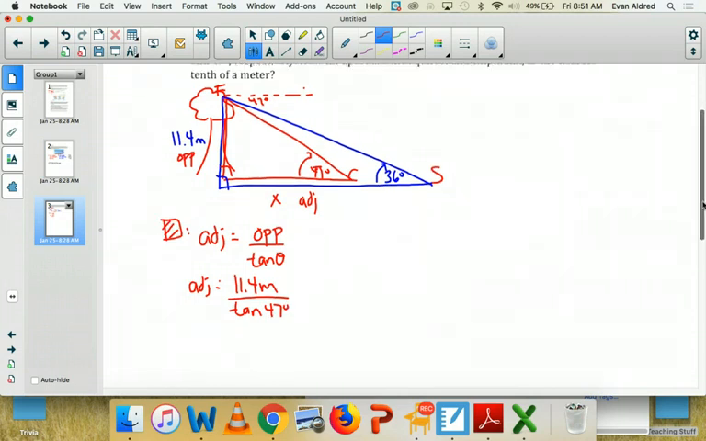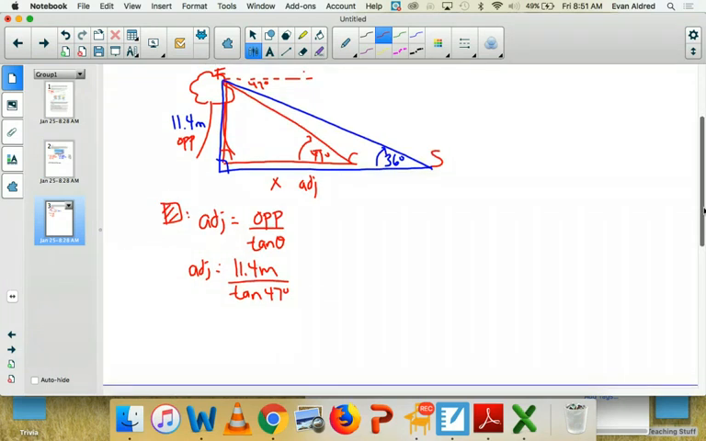We know tan of 47 from previous discussions is just a little bit more than 1. So we know our answer is going to be just a little bit less than 11.4. And when we put it in the calculator, it's 10.63. So that's how far the chipmunk is sitting from the tree.